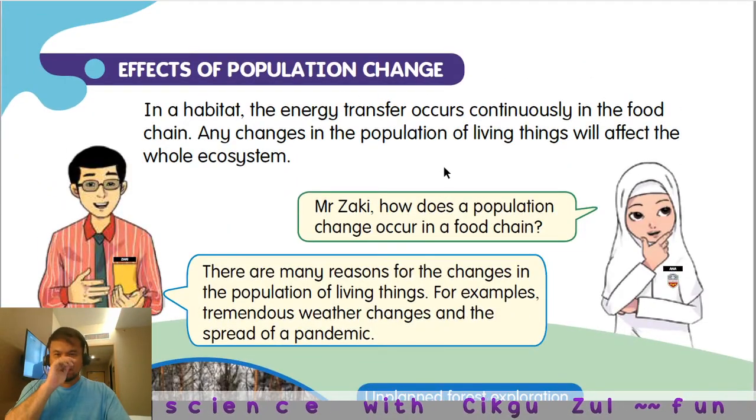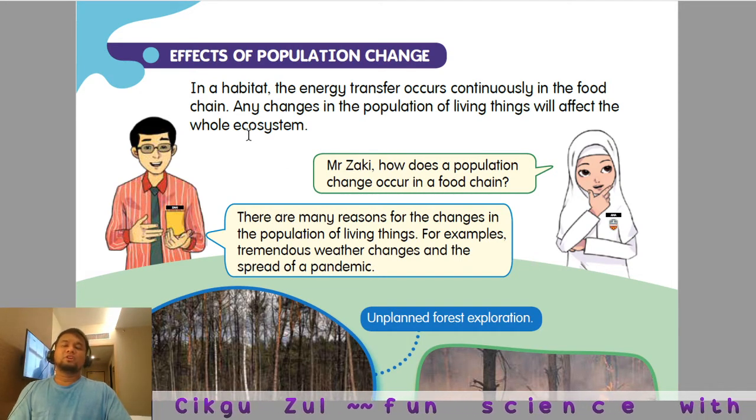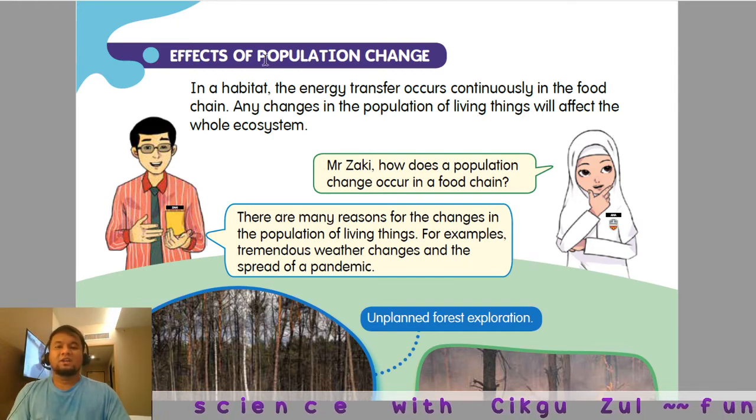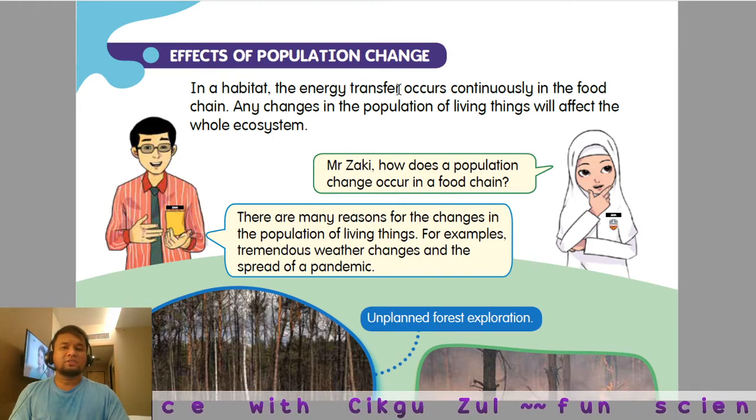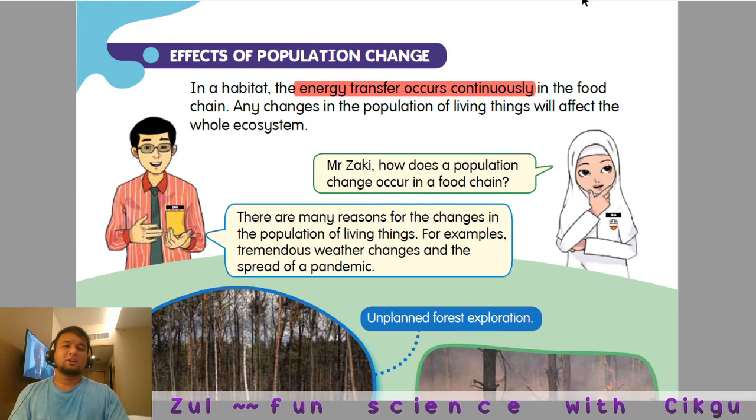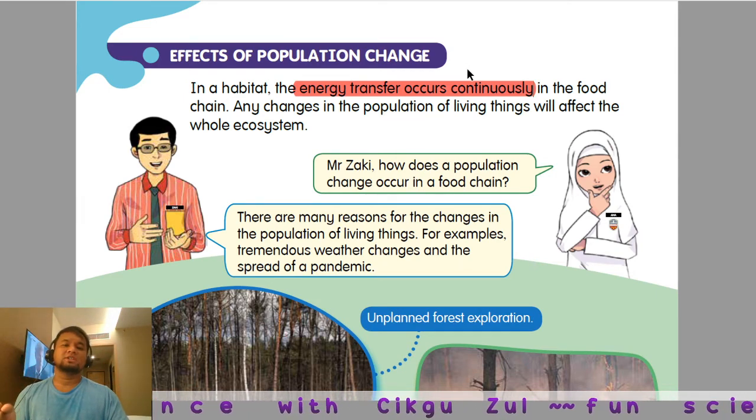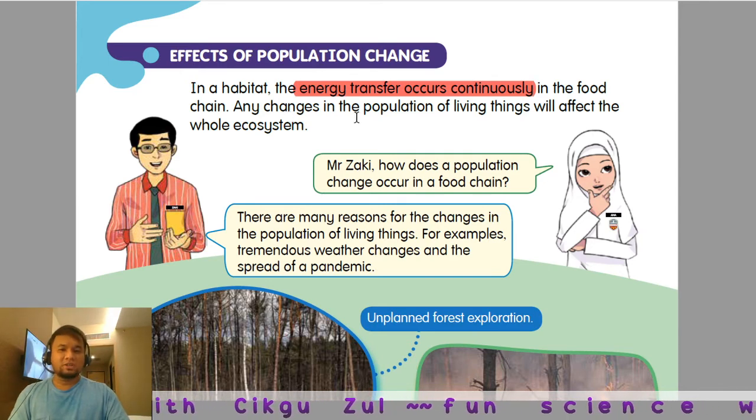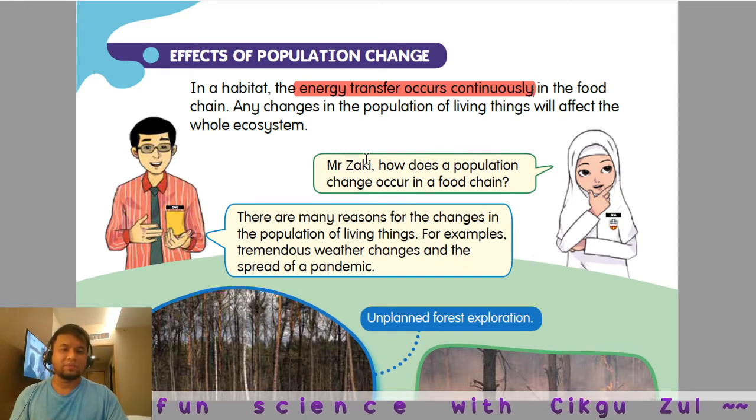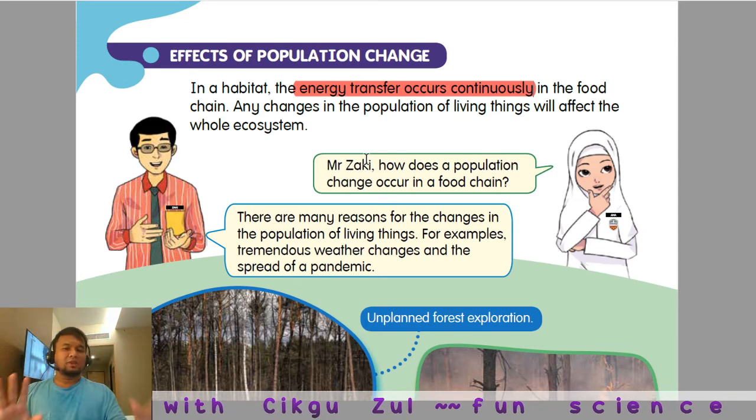Another topic which is almost ending of this lesson. Okay, kamu tengok dekat sini, effect of population change. Yang kita bincangkan sekejap saja tadi. So in a habitat, the energy transfer occurs continuously, sentiasa berlaku. Tenaga tu sentiasa berpindah. Ada orang makan, maka tenaga itu akan sentiasa berpindah. Any changes in the population of living things will affect the whole ecosystem. Bila ada salah satu perubahan, maka semuanya akan mendapat kesan.